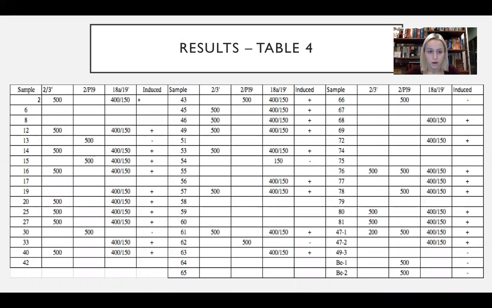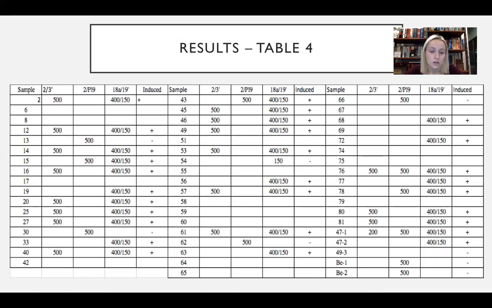You see 2, 3 prime, 2PL9, and 18A, 19 prime. And you also see an induced row, and that column will show you whether or not the LIS1 has been inserted. A plus sign means it has, and a minus sign means it hasn't. And there are about 18 blank spaces, which means we got nothing from the information.